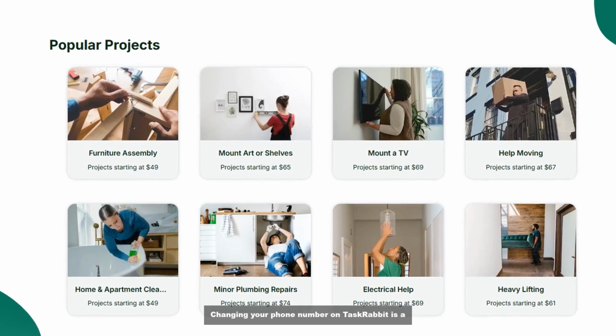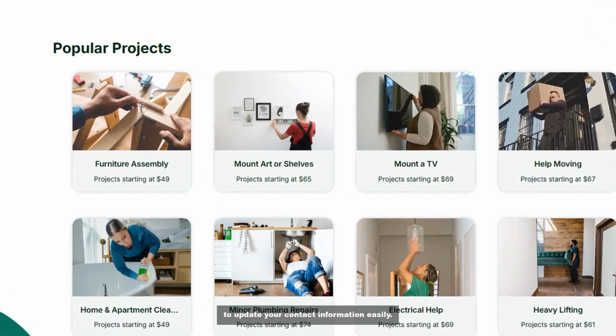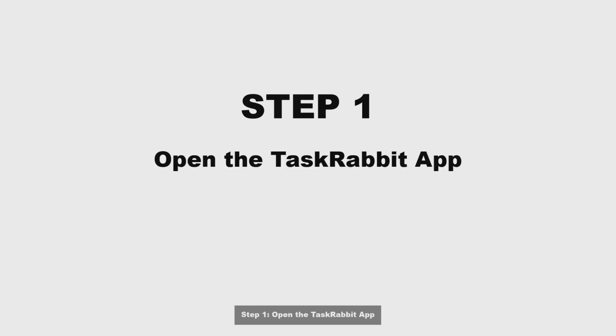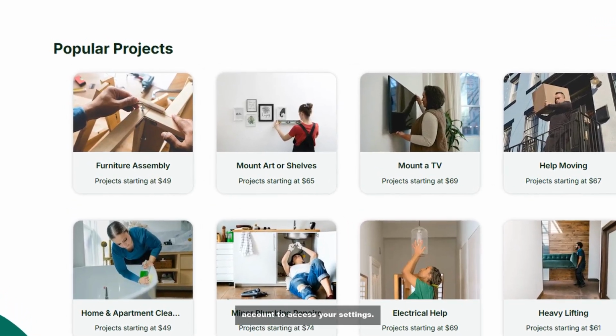Changing your phone number on TaskRabbit is a straightforward process. Follow these steps to update your contact information easily. Step 1. Open the TaskRabbit app. Launch the TaskRabbit app on your mobile device. Ensure you are logged into your account to access your settings.